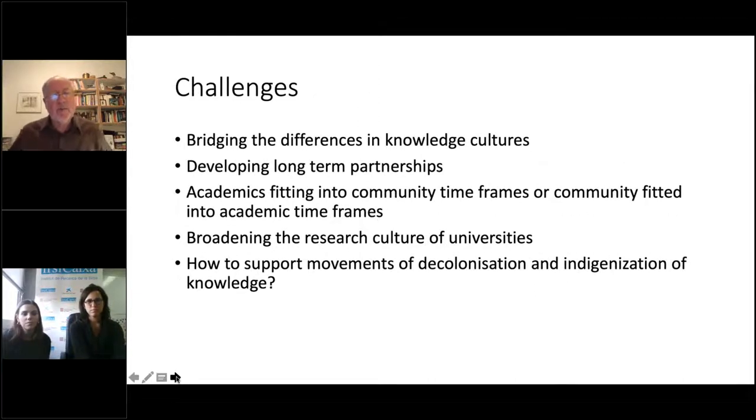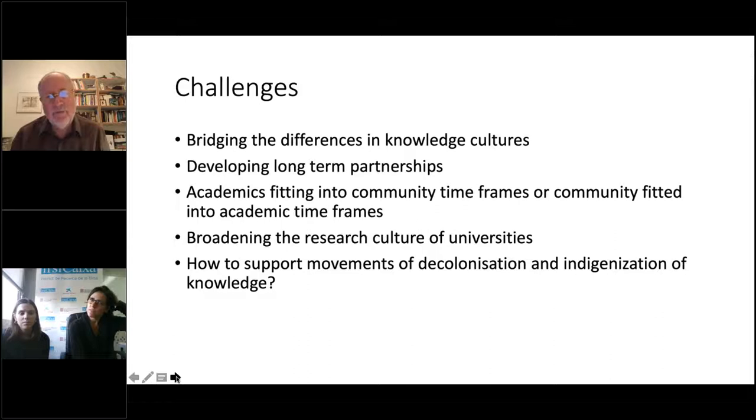Challenges. There are a lot of challenges to this kind of work. One of them is bridging the differences in knowledge cultures. This is something I've thought about a lot, and I don't think it's written about quite as much. The way that knowledge is created, used, and shared in the academic world is quite different from the way that knowledge is shared, created, and used in a community setting, a social movement setting, or a practitioner setting. And these are really separate knowledge cultures.